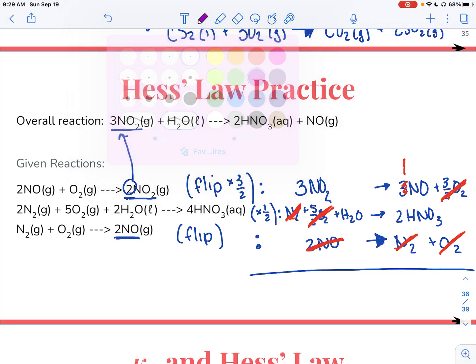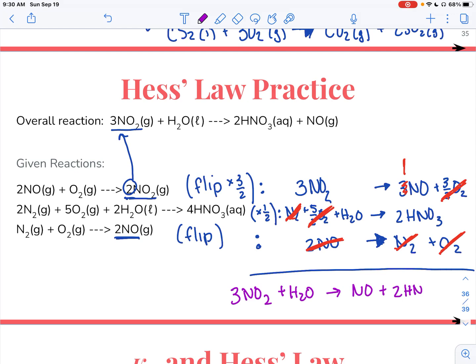So if I rewrite the reaction, I get 3NO2 plus H2O gives me NO plus 2HNO3. And that's what I wanted. So again, we'll have more practice with Hess's law in class because I know it's probably new for a lot of you. What I want to do before the end of this video is just go over what that means for equilibrium situations.